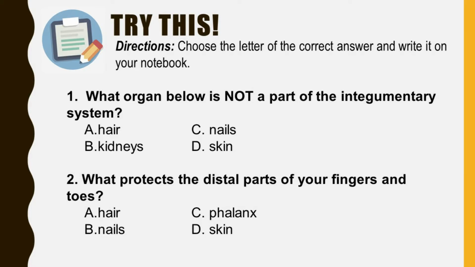Number 1. What organ below is not part of the integumentary system? A. Hair, B. Kidneys, C. Nails, D. Skin. Number 2. What protects the distal parts of your fingers and toes? A. Hair, B. Nails, C. Phalanx, D. Skin.